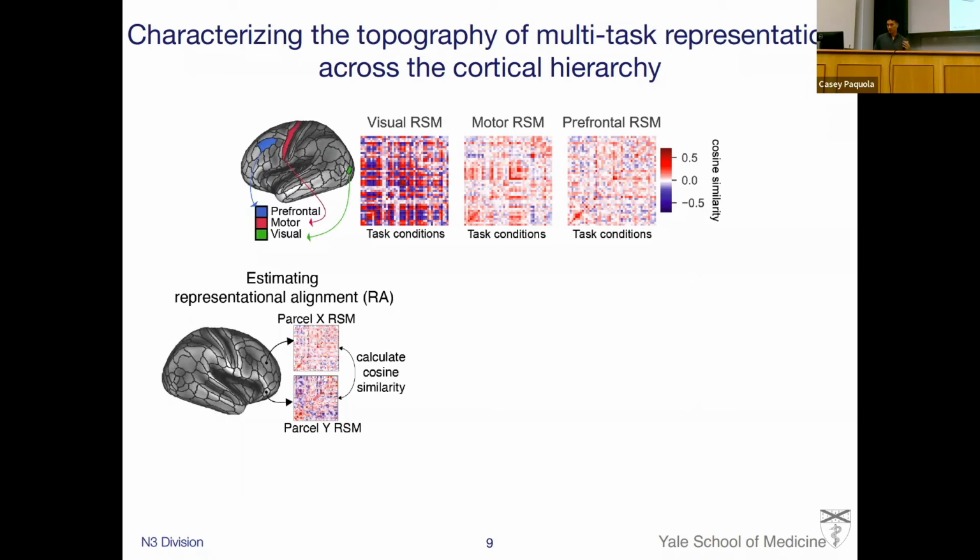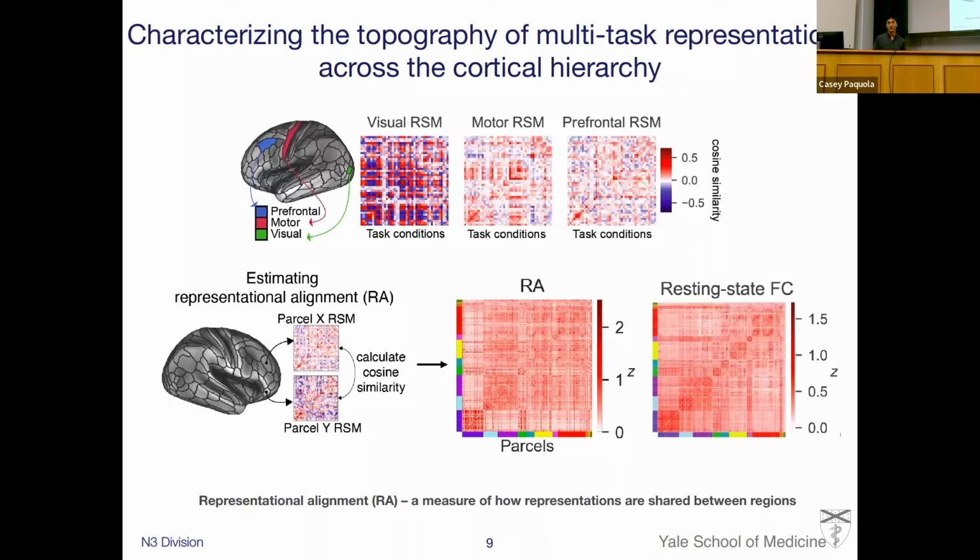You can then estimate the representational alignment between pairs of regions, right? Again, this is a measure of how representations are shared between brain regions. This is the whole-brain RA matrix, and you can baseline or compare that to the standard resting-state FC matrix. The correlation between these two is about r of 0.37. This is actually slightly lower than what I would have expected a priori, but on the upshot, what that means is that there could be additional information in this RA matrix that you can't glean from the traditional RSFC matrix.